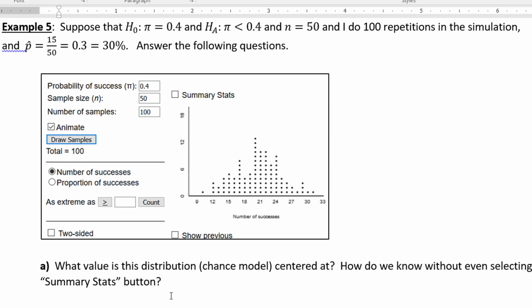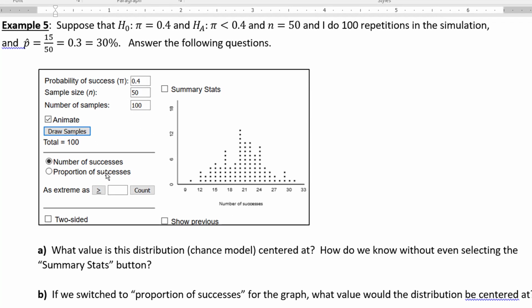Part A, what value would this distribution actually be centered at, and how do we even know that without that summary stats button being selected? Now notice, if it had been on proportion of successes, we know that the distribution would be centered at pi equals 0.4, approximately, since it's a simulation. It won't be exactly 0.4, but it would be close. But it's actually selected number of successes right now. See, along the horizontal is number of successes rather than proportion of successes.